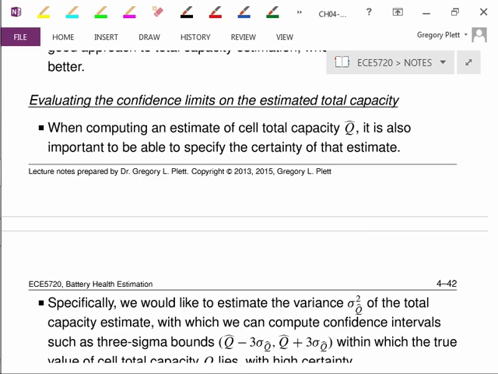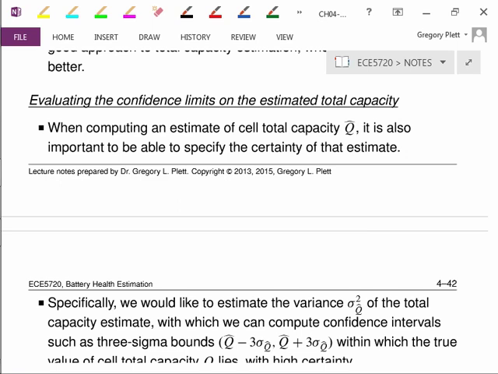And that allows us to understand how much confidence to put in that estimate when we use it later on. If I have my estimate of total capacity, I'm going to use it to compute the energy of my battery pack. Well, if I have a capacity estimate that's 10 amp hours plus or minus 1 amp hour, that means something substantially different from an estimate that's 10 amp hours plus or minus 5 amp hours. And hopefully it would be even closer than plus or minus 1.